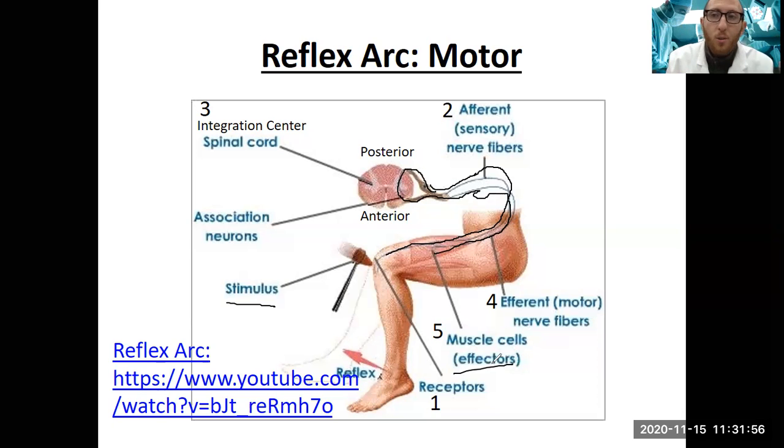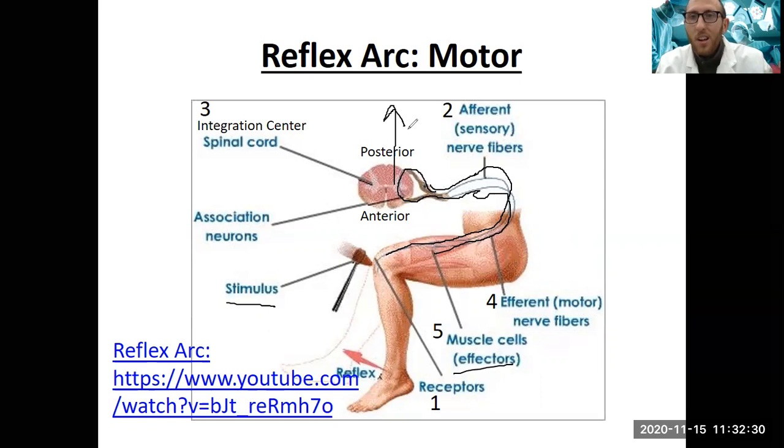This happens so fast that you don't even think about it. Think of a time when you touched something hot. You probably pulled your hand away before you even felt it was hot. That's because a signal was sent into your spinal cord that you're touching something hot, but then a motor response was sent out, pulling your arm away before that pain and temperature information got to your brain.